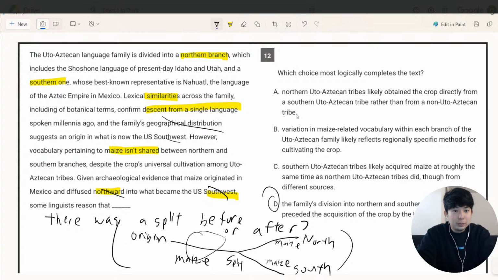Yep. So where it comes from, let's see, southern. I don't know what the difference between this and this would even mean. Cultivating the crop, that's totally new information, and that's also weird. You call the corn different things depending on how you grow it. C is I guess the closest trap answer, because oh, if they're from different sources, maybe that's why they have different words. Maybe, but what is it?